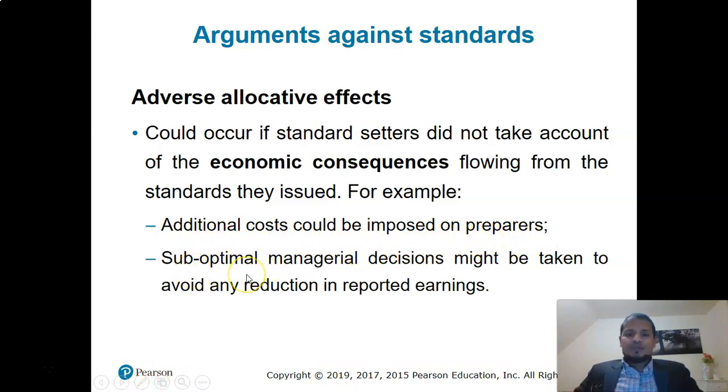And also suboptimal managerial decisions might be taken to avoid any reduction in the reported earnings. That means if you follow a particular standard, if you prepare your financial statement in that way, your earnings are getting down. So you may take some sorts of decisions to improve your profit, right? This is what can happen in some organizations which are not under scrutiny or under strong regulations, or in some countries where corruption is very prevalent.